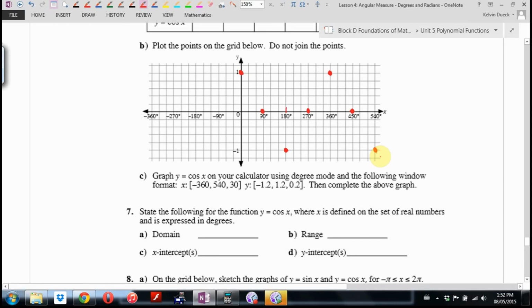Let's go backwards. Where will I be right here? Middle? Bottom? Middle? Top? Yeah, the tongue helps. There's the cosine graph.